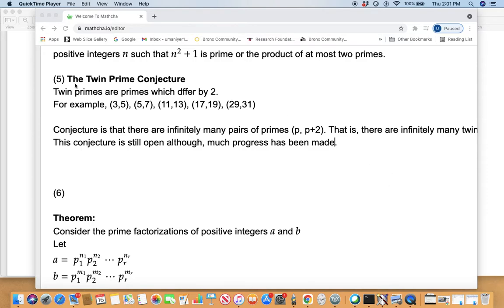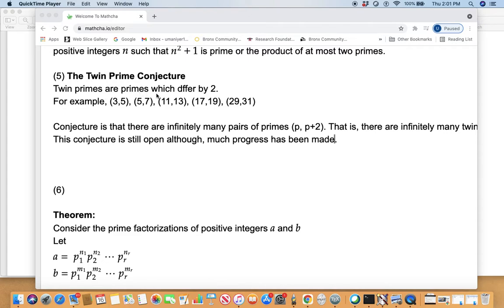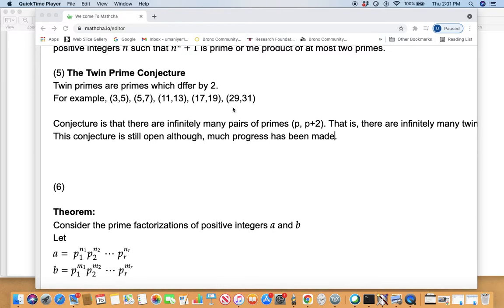Welcome back. The twin prime conjecture. Twin primes are primes which differ by 2. For example, 3 and 5, they are twin primes. 5 and 7, they are twin primes. 11 and 13, twin primes. 17 and 19, 29 and 31, these are all twin primes.